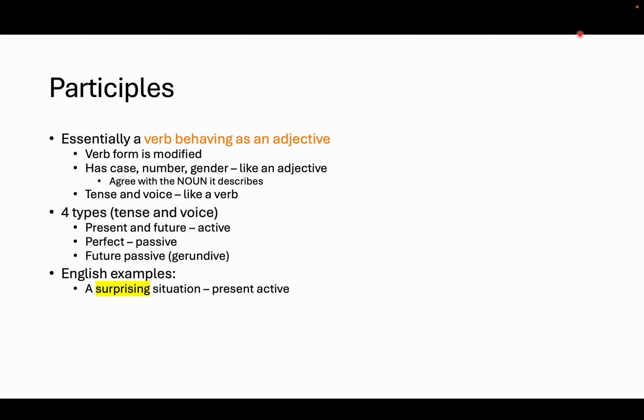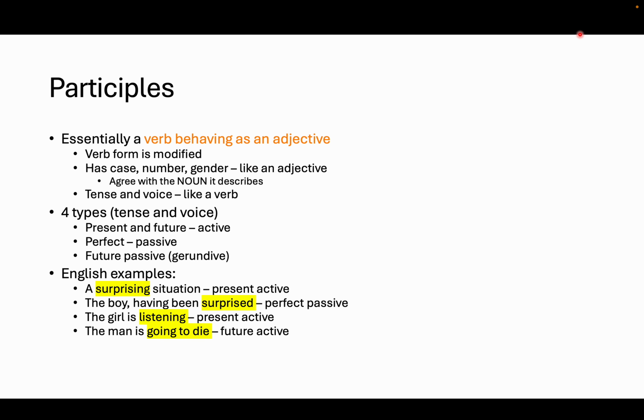A surprising situation, okay? Surprise is a verb, but situation is a noun, so surprising is actually a participle. It's describing the situation, right? Like an adjective. The boy, having been surprised, that's a perfect passive because it's completed action, right? The girl is listening, another present active participle. Listen is a verb, okay? And listening is actually describing her, right?